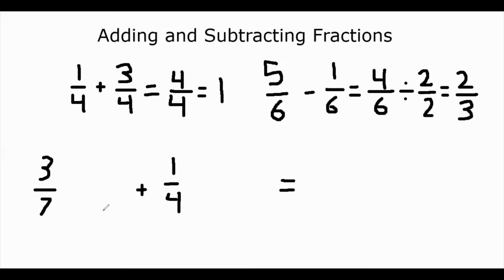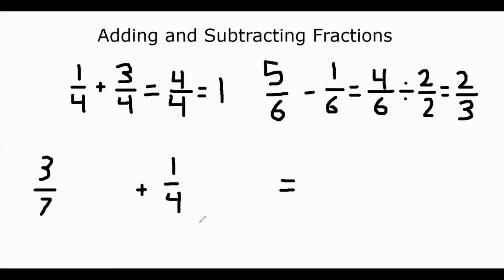Now, if you look at our bottom number, I kind of spaced this weird, and you're going to see why here in just a second. We've got 3 over 7 plus 1 over 4. Now, with these two fractions, we can't add yet because the bottom number, the denominator, is not the same.